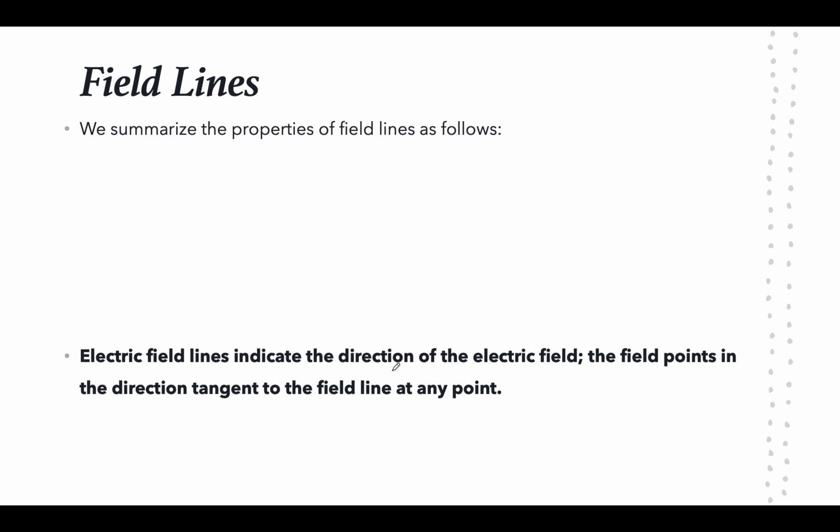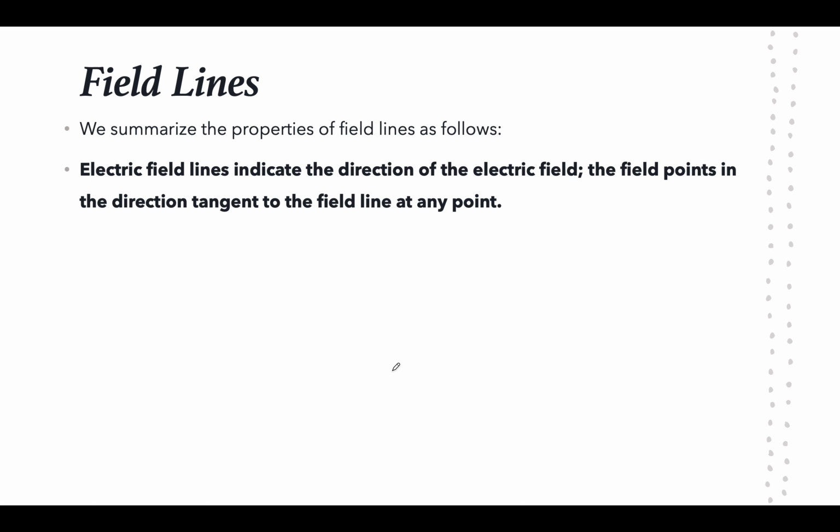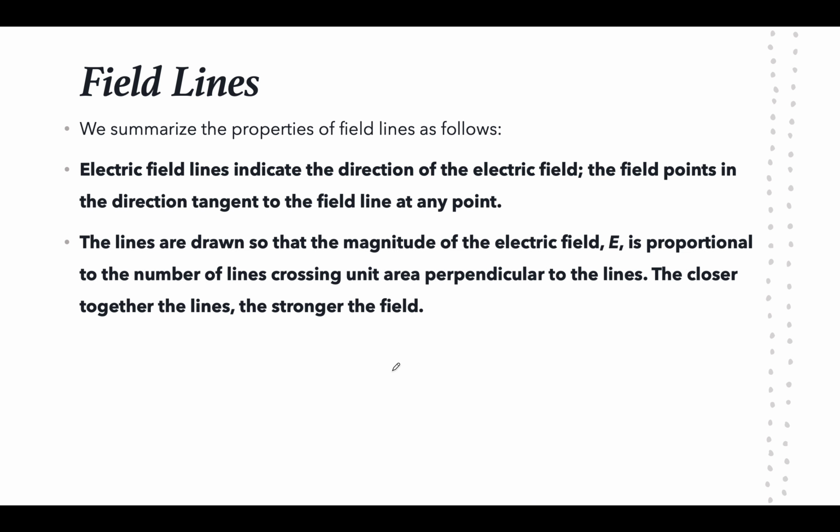All right, to summarize the properties of field lines. Electric field lines indicate the direction of the electric field. The field points in the direction tangent to the field line at any point. The lines are drawn so that the magnitude of the electric field is proportional to the number of lines crossing the unit area perpendicular to the lines. The closer together the lines, the stronger the field.